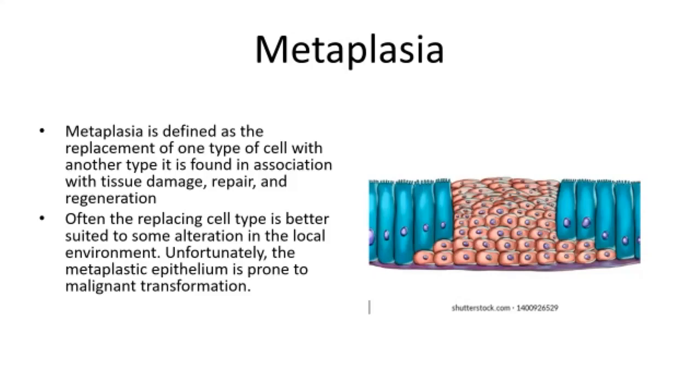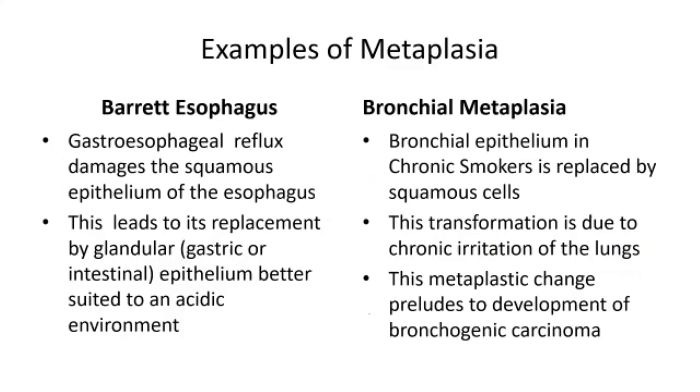So usually what happens is that the cell type is replaced by one better suited to some alteration in the local environment. Unfortunately, this is more prone to metastatic or malignant transformation. The two most common examples are Barrett esophagus. The esophagus is usually not designed to take the stress of acid, but in some cases there is gastroesophageal reflux disease, where the acid, due to obesity or lack of a functioning valve, comes into the esophagus, and the cells are not designed to be exposed to the acid.